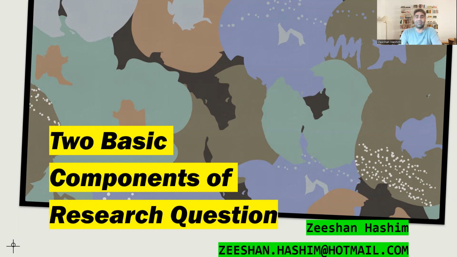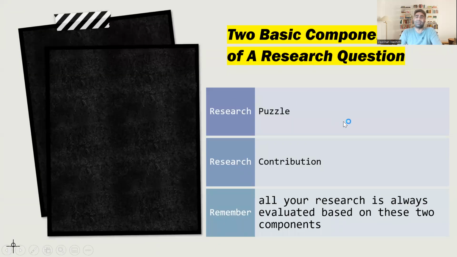So there are two basic components of the research question. The first is the research puzzle, and the second is the research contribution. Research puzzle basically tells the motivation of your research, or why you are going to do your research. In the next slide, I will explain how to find the research puzzle from the existing literature. And the research contribution basically depends on your research puzzle, and there is one slide as well in which I will explain the research contribution.